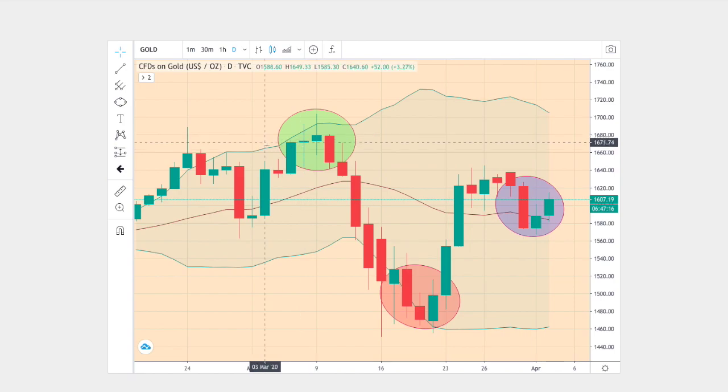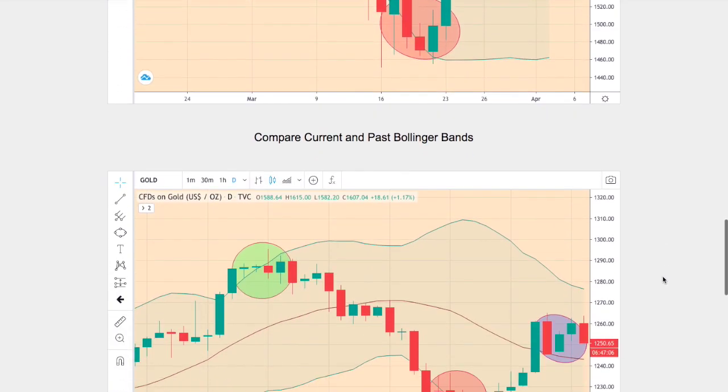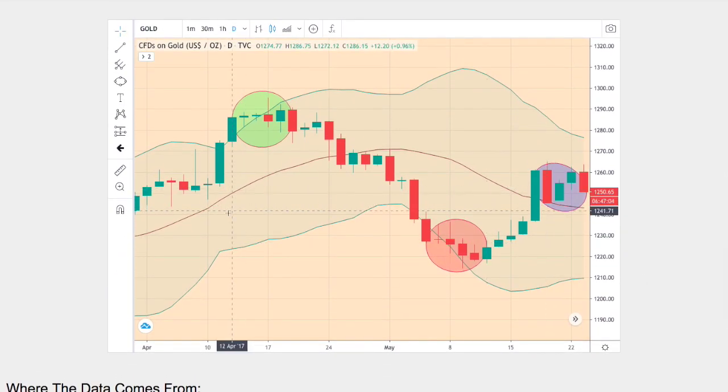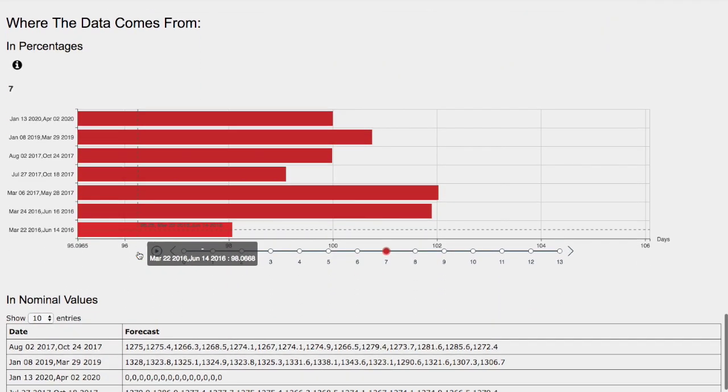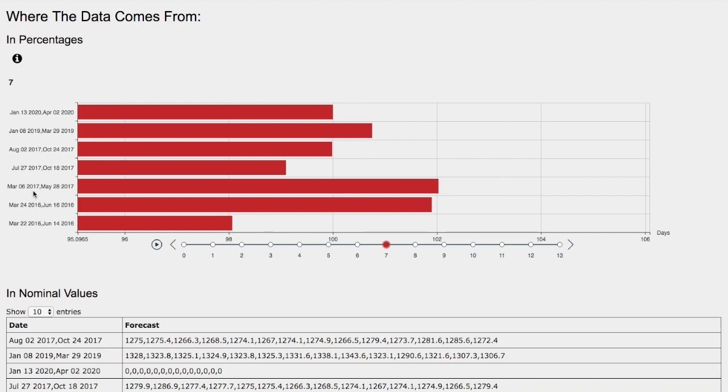Right here, we start off with touching the upper Bollinger Band, and then we proceeded to touch the bottom Bollinger Band. And then we saw a reversion to the mean on the current trend. And the trend in question dates back to March 6, 2017 to May 28, 2017. We also see that we touched the upper Bollinger Band. After that, we touched the bottom Bollinger Band, and then we reverted back to the middle Bollinger Band.